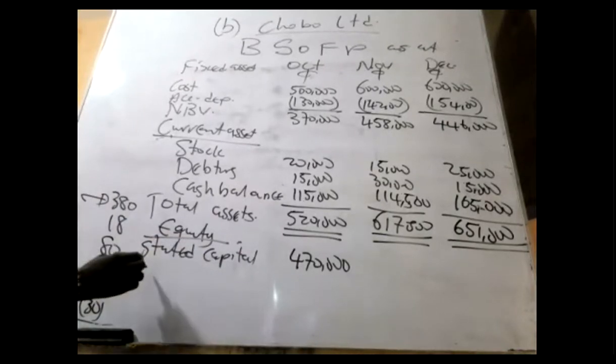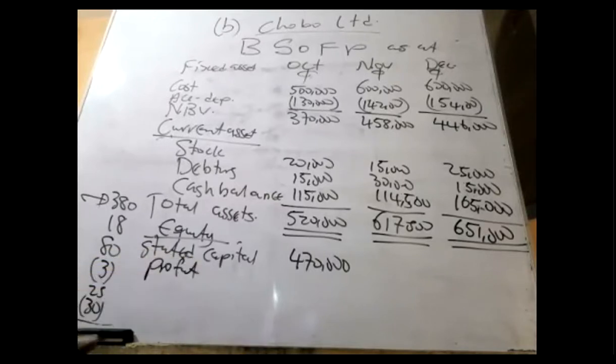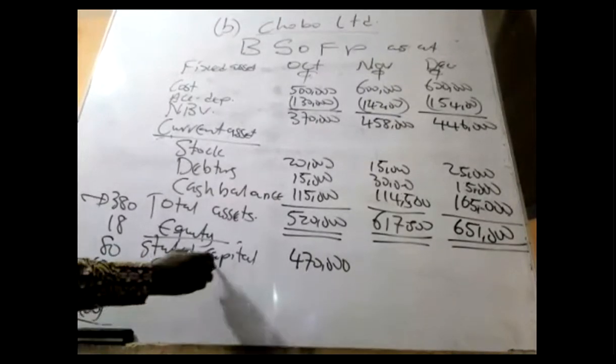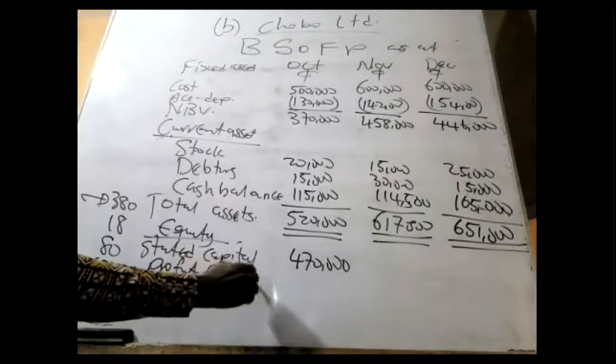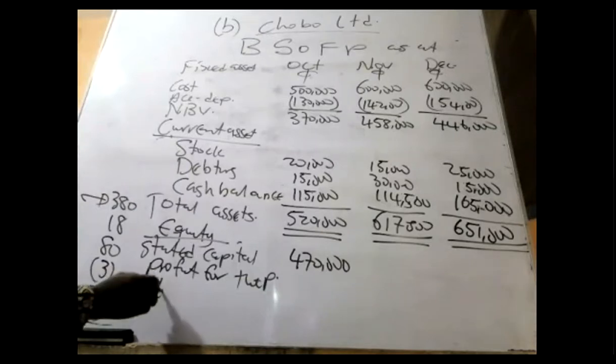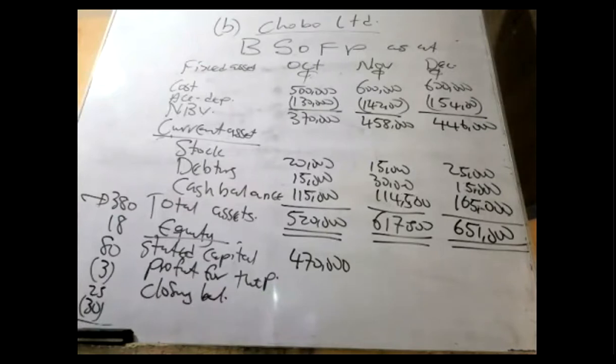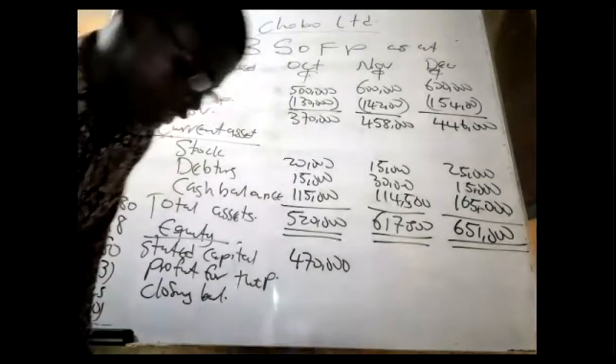So here, write profit for the period. And then record the profit and get a closing balance of the capital. The closing balance of the stated capital. Okay, so what's the profit made? That's the profit after tax.